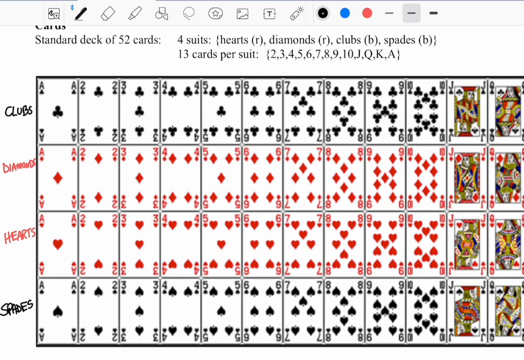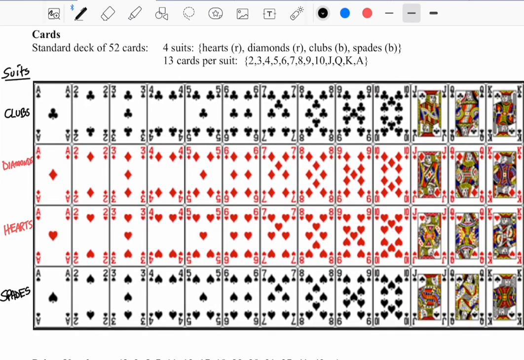13 cards per suit. So again, we call these the suits. I have no idea why. It's been on my list of things to look up for a long time, but I never did. Maybe I'll do it at some point. We'll see. But the suits are the clubs, diamonds, hearts, and spades.